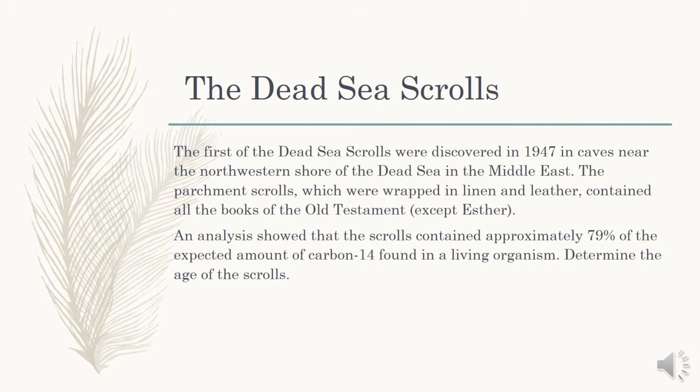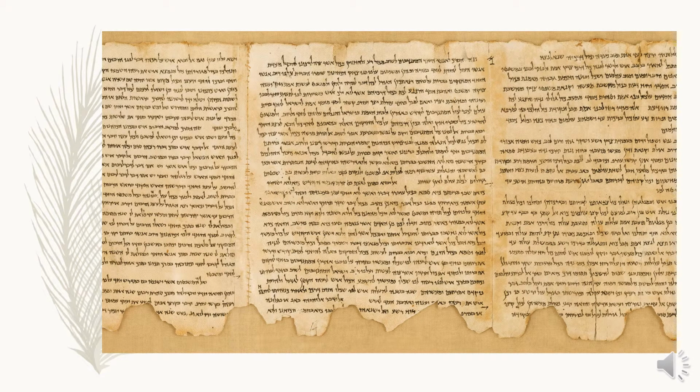The parchment scrolls, which were wrapped in linen and leather, contained all the books of the Old Testament except Esther. An analysis showed that the scrolls contained approximately 79% of the expected amount of carbon-14 in a living organism. So using that information, we're going to determine the age of the scrolls. Here I have a picture of the Dead Sea Scrolls.